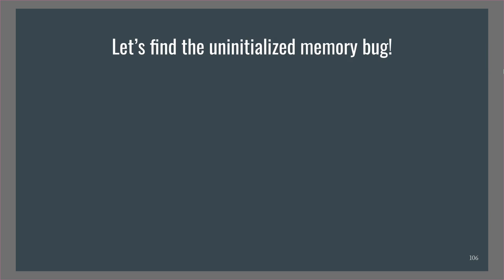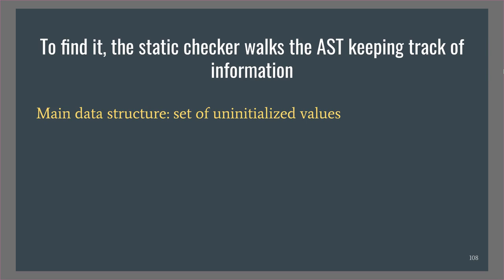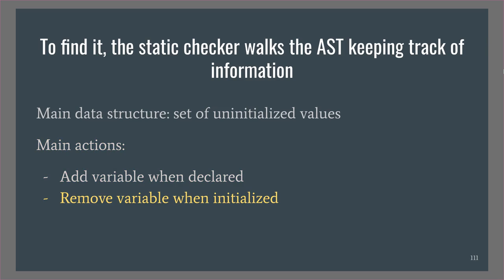So recall that the checker is going to walk over the program AST, keeping track of certain pieces of information. In this case, looking for uninitialized memory bugs, the main data structure is going to be a set of all uninitialized program variables. Anytime the checker encounters a variable declaration, it adds that variable to the uninitialized set. Anytime the checker encounters a variable initialization, it removes that variable from the uninitialized set.